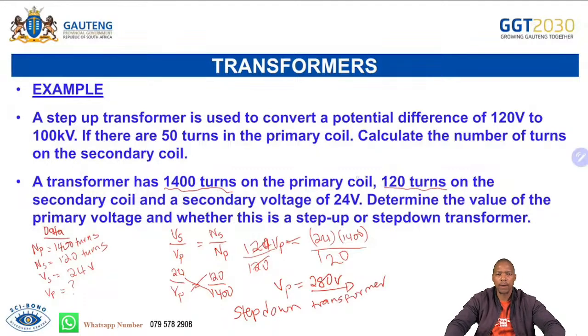How do we tell a step up? It's going to have more windings on the secondary coil than on the primary coil. And it's also going to have a greater output voltage than the input voltage. Right. And then what about the step-down transformer? The step-down transformer is going to have fewer windings on the secondary coil than the primary coil. And then it's going to have a smaller output voltage than the input voltage.